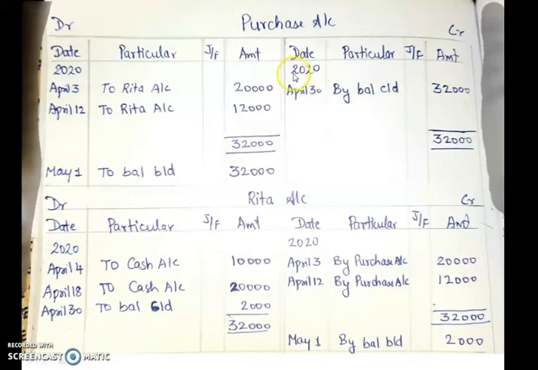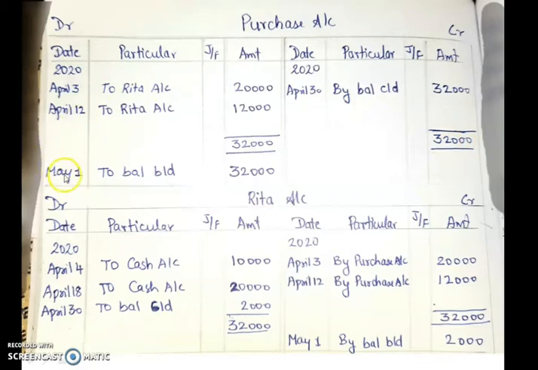So what I will do, first of all, I will write the year 2020. On which day am I closing this? April 30th. That is the last day of the month of April. So April 30th by balance. BAL means balance. C/D means carry down. So I am carrying down this amount of 32,000, the amount of credit purchases, to the last month of the year, that is April 13th. 32,000. Then I will close both sides with 32,000.